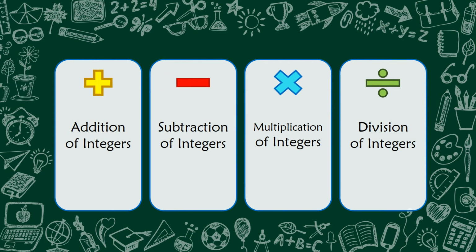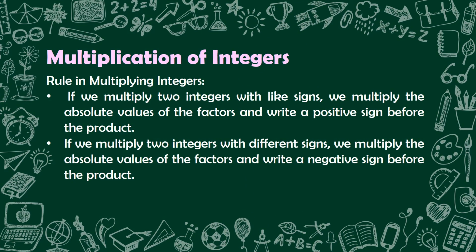Now, let us have the multiplication of integers. Rule in multiplying integers. If we multiply two integers with like signs, we multiply the absolute values of the factors and write a positive sign before the product. And if we multiply two integers with different signs, we multiply the absolute values of the factors and write a negative sign before the product.